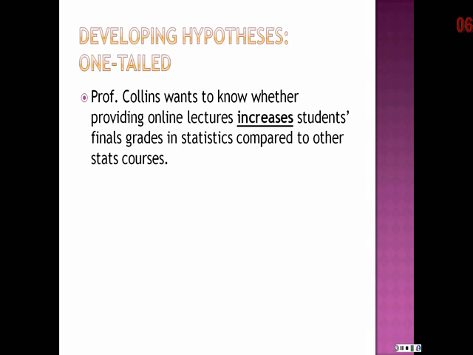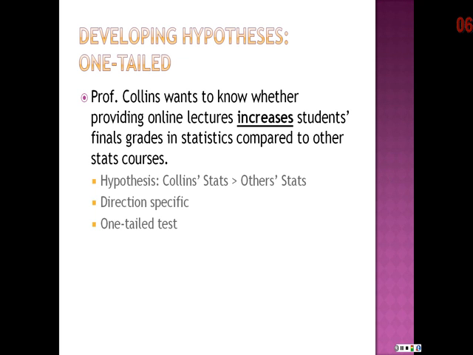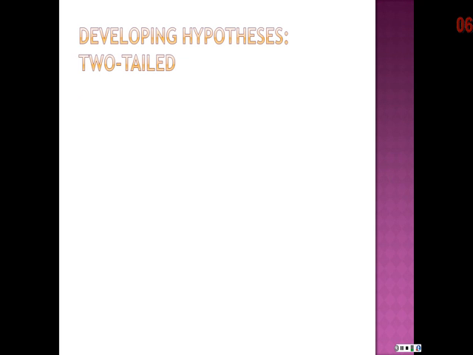So let's use an example here. Say I want to know whether providing online lectures increases students' final grades in statistics compared to other stats courses. The hypothesis here is now directional, right? Dr. Collins' stats courses are greater than other stats courses. It's directional. So in this case, we would use a one-tailed test instead of a two-tailed test.